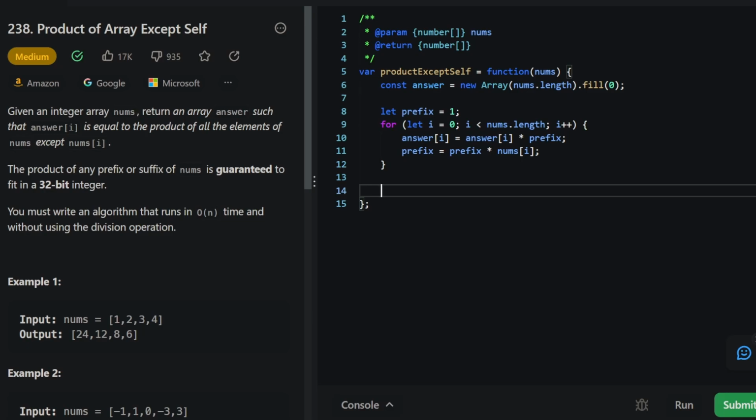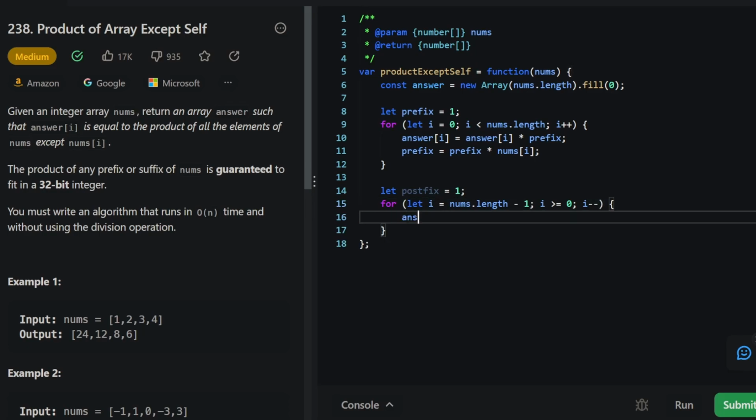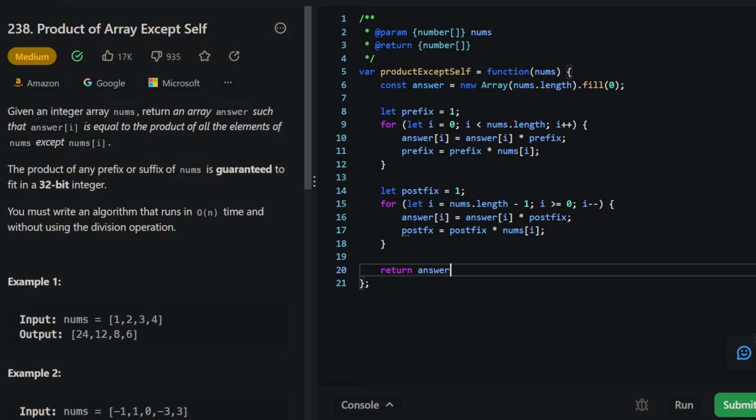We want to do postfix by going backwards. So we're going to have postfix equal to 1 and iterate backwards by let i equals nums.length minus 1, and i is greater than or equal to 0, i minus minus. So here, what we want to do is answer sub i equals answer sub i times our postfix, and we want to update our postfix as well. So postfix times nums sub i. At the very end, we're returning our answer.